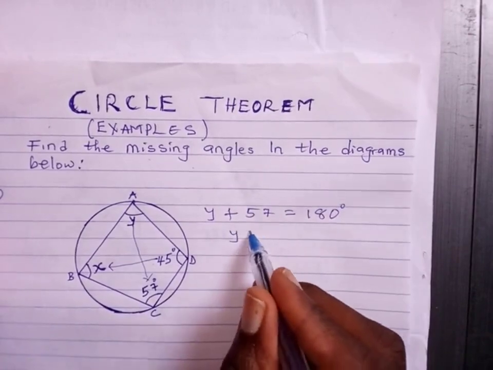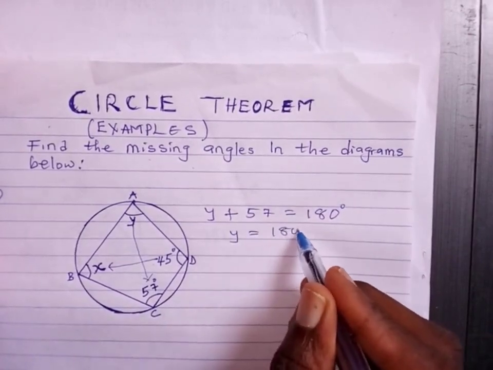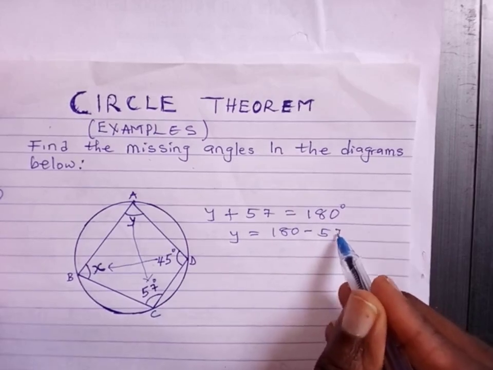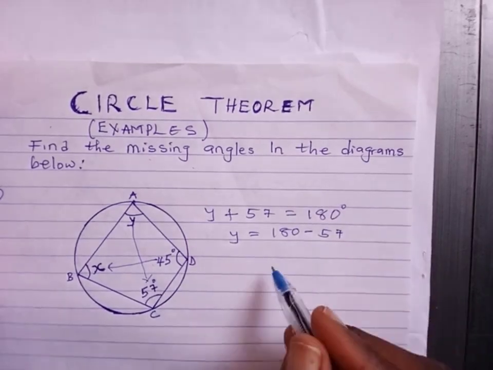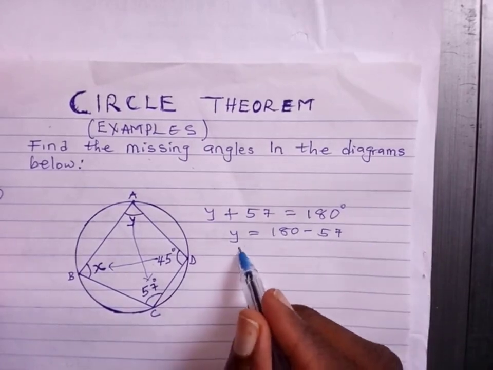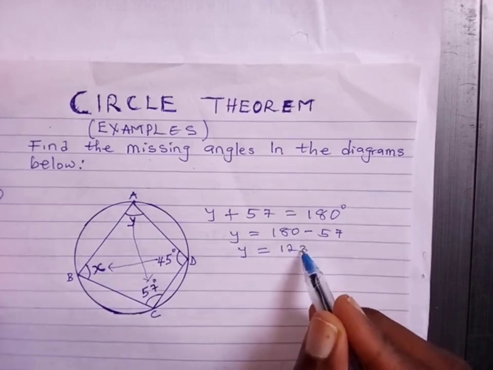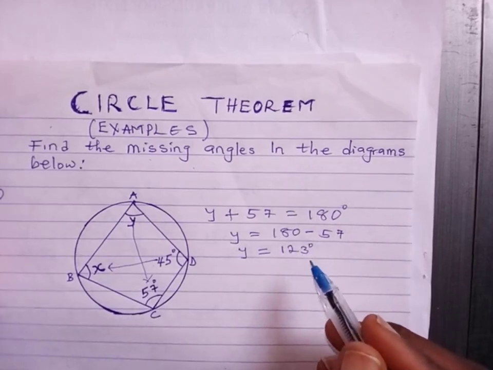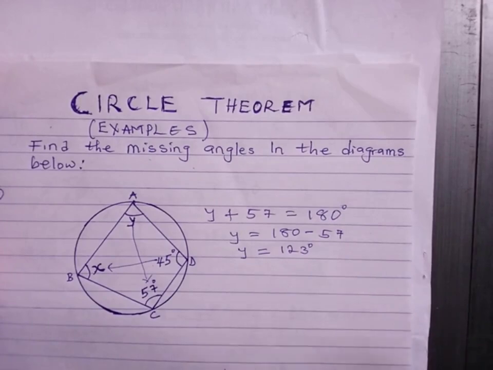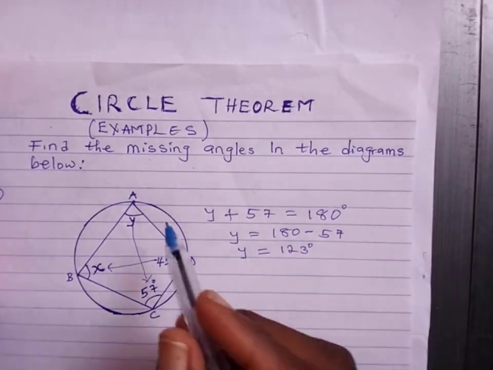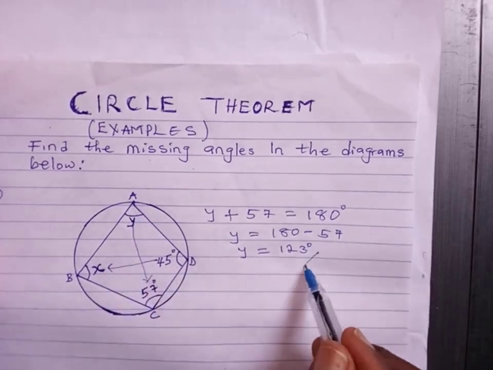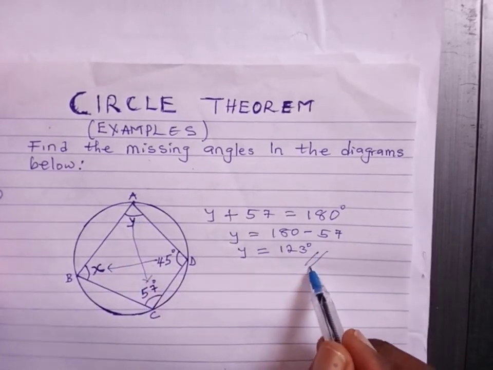So Y is then 180 minus 57. And when we carry out this subtraction, we have Y to be equal to 123 degrees. So it's as simple as this. So we've gotten the value of Y to be 123 degrees.